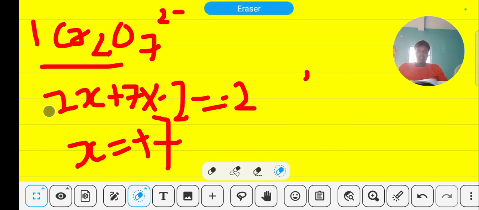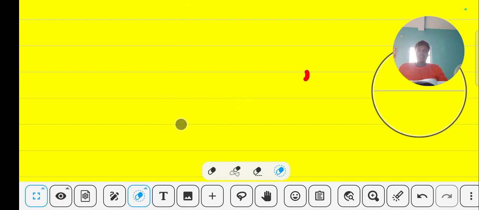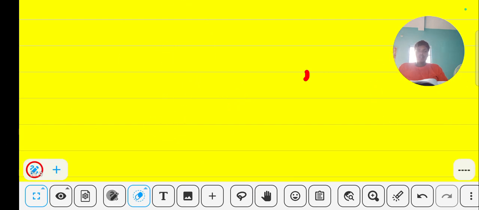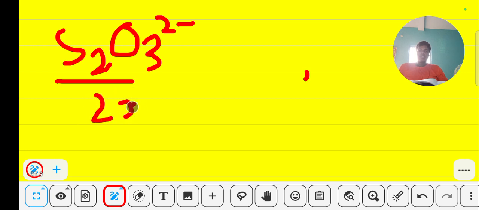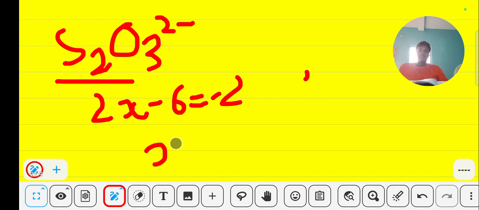So let's do some more examples. For example, we have to find the oxidation state in S2O3 2-. We have to calculate here for S. So let it be 2x minus 6 is equal to -2. Solving here, it will come 2.